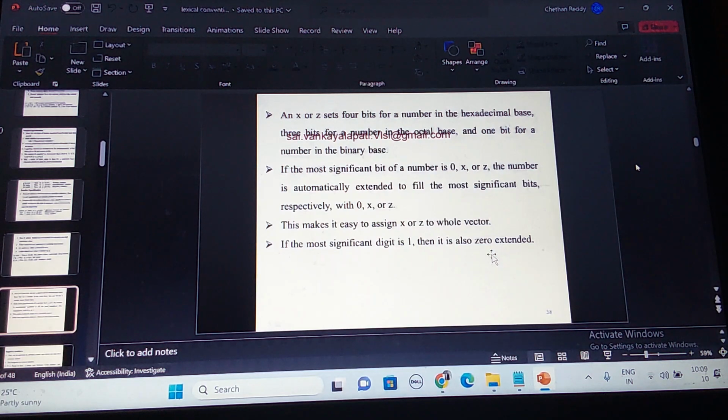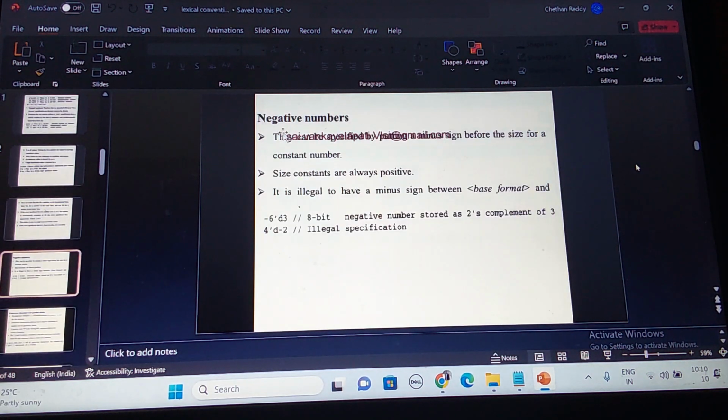Now let us see how to represent the negative number. Until now we know how to work with decimal, binary, hexadecimal and octal numbers. So how to represent the negative number? A negative number will be represented in the form of 2's complement. It can be specified by putting the minus sign before the size of the constant number. The size constants should always be positive.